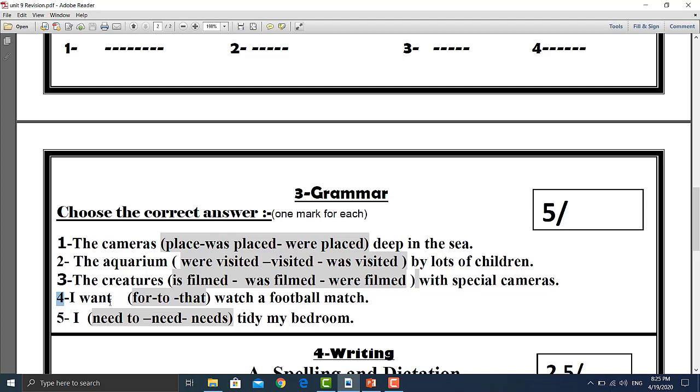Number four, I want for watch a football match, to watch a football match, that watch a football match. Excellent. I want to watch a football match. Number five, I need to tidy my bedroom. I need to tidy my bedroom. Excellent. The answer will be need to. Remember, want to, need to, ought to, and all are followed by the simple form, watch, tidy.